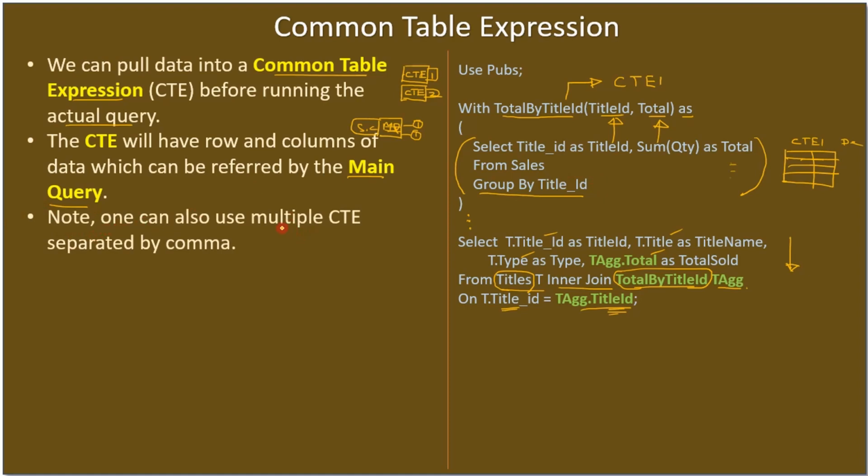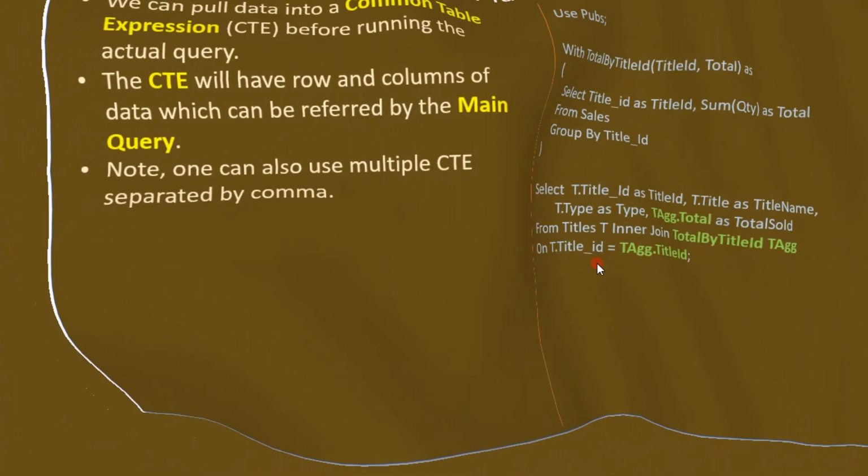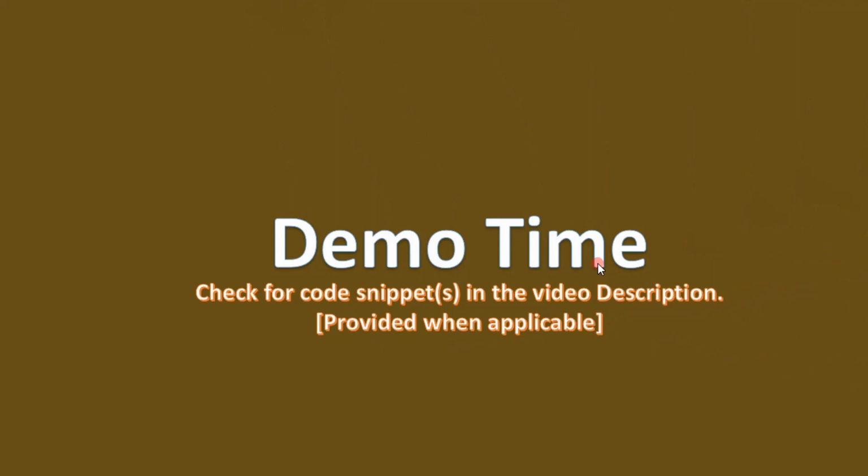Note, one can use multiple CTEs separated by comma. So that's what here we are saying. With, put a comma, then put one more with the common table expression name, columns involved in it, and define the second body. So likewise you can define n number of CTEs, and finally in your script you can refer to all the CTEs, and you can write your script making use of those CTEs. Now let's go to the demo and use the common table expression.